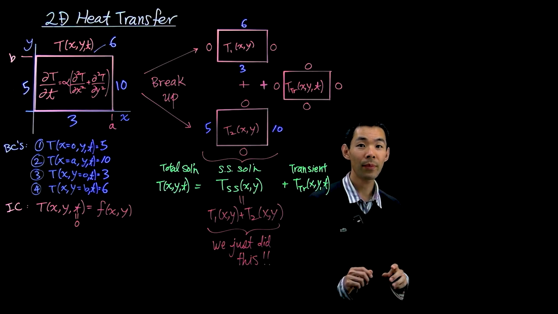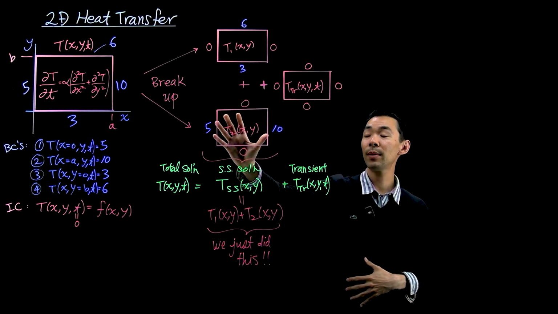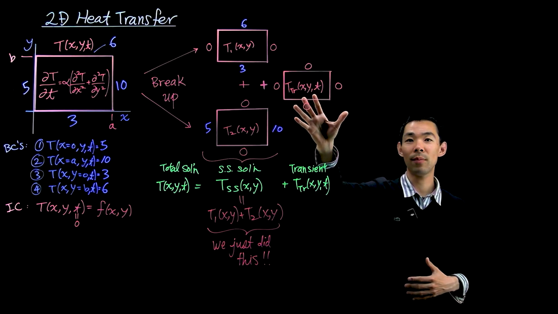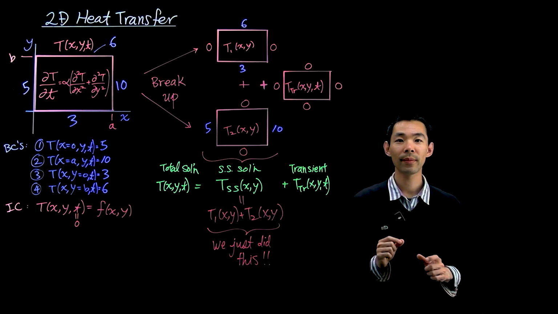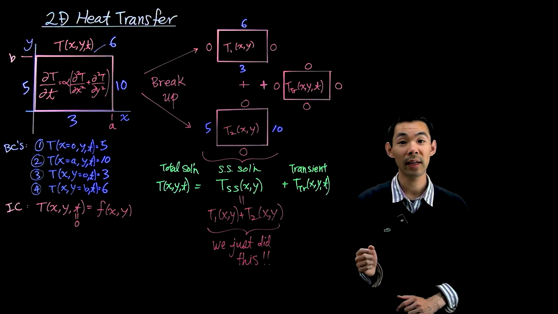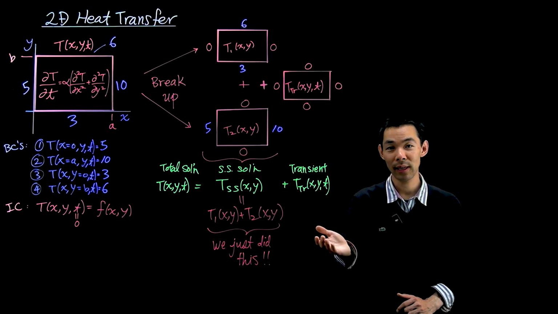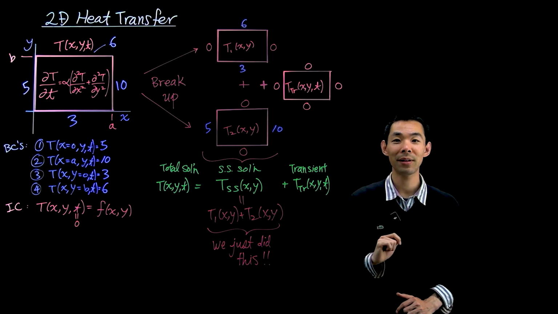And so ultimately, the total solution would be this picture plus this picture plus this picture. So a sum of 3 solutions. Like I said, we already solved T1 and T2 for the steady state. Now we need to solve the transient case. Let's solve this transient case with homogeneous boundary conditions.